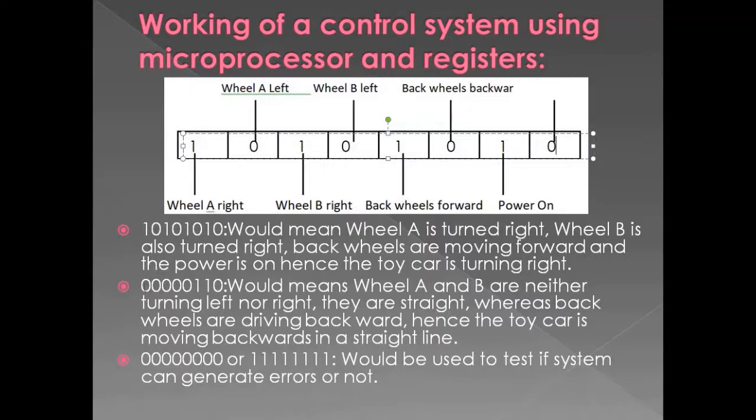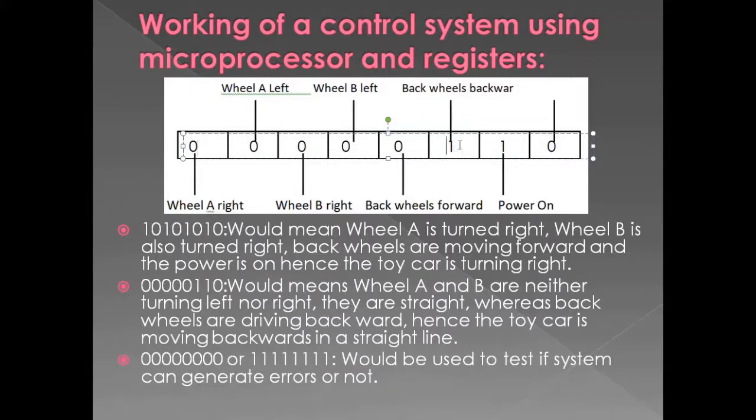Now if you are given this number, it means that wheels A and B are not turning anywhere. Backward wheels are going backward, power is on, that means the toy car is reversing or moving backwards in a straight line.